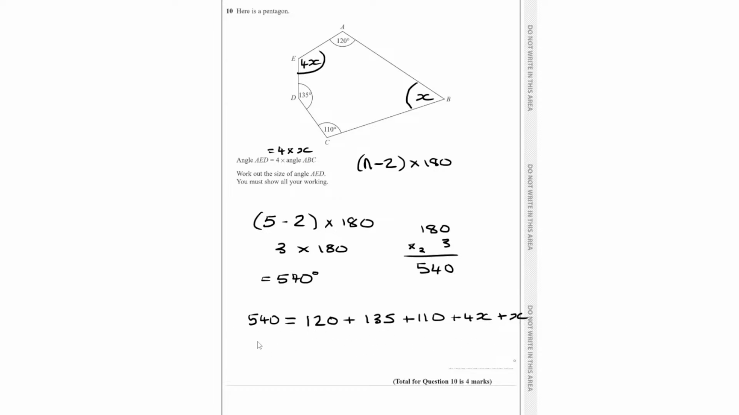So now let's simplify that, collect the like terms. So 540 equals, you can obviously do column addition here, but that would add up to 365. So however you want to add that up, column addition is probably the best way. Obviously x plus 4x is 5x. Then I'm going to move the 365 across because I want to solve this. I want to get x on its own, don't I?